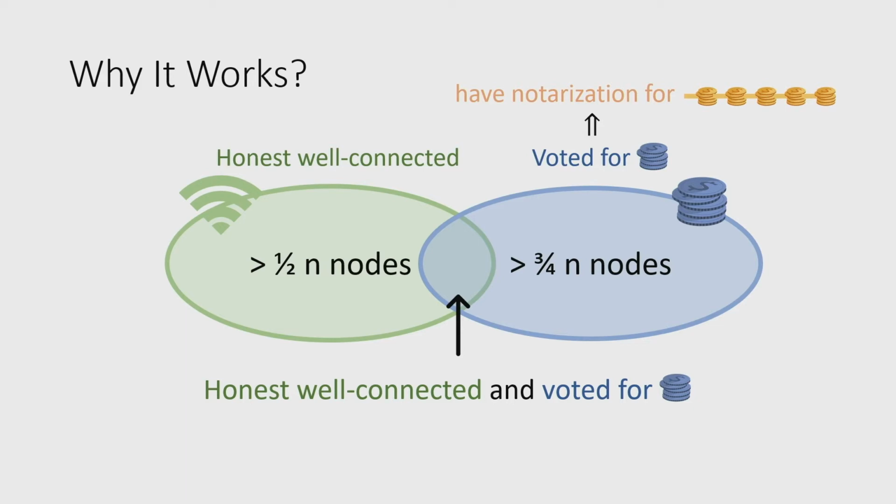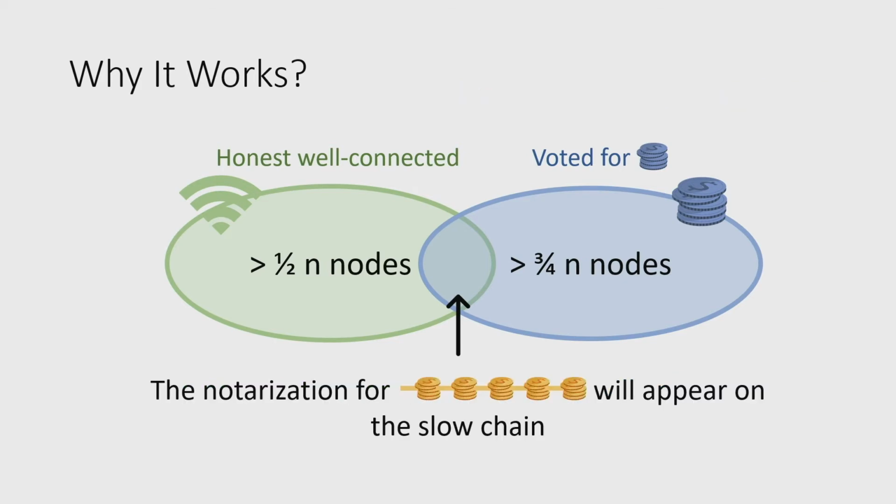And because we have this, in this best possible partition tolerant model, we'll assume that in any round, more than 1/2 of nodes are online. So when the fallback happens, there will also be more than half of nodes that are honest and well-connected. So there must be some nodes in this intersection. They are both honest, they are well-connected, and they voted for this blue transaction.